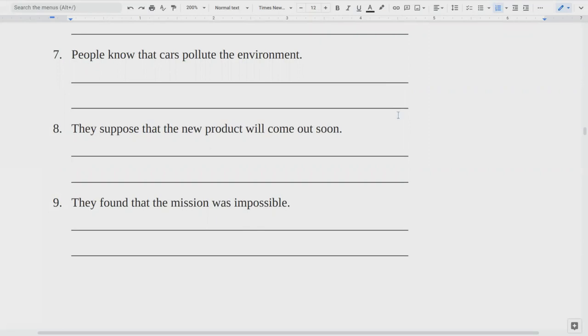They suppose that the new product will come out soon. It is supposed that the new product will come out soon. Personal: the new product is supposed to come out soon. Яг зөв байна. Correct. Number 9.